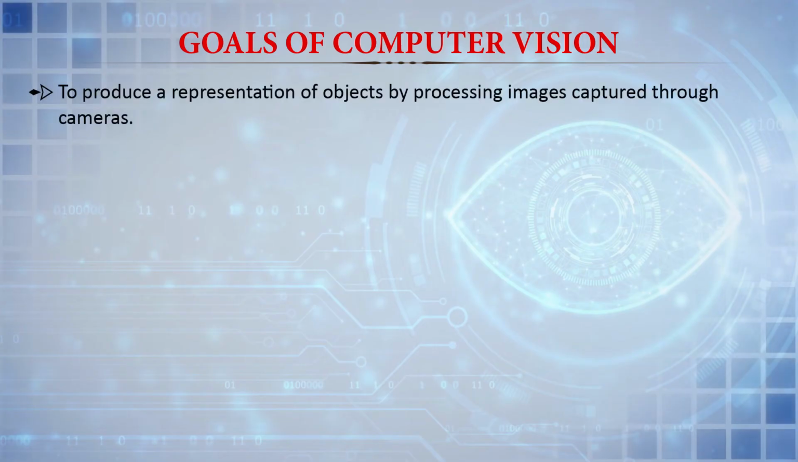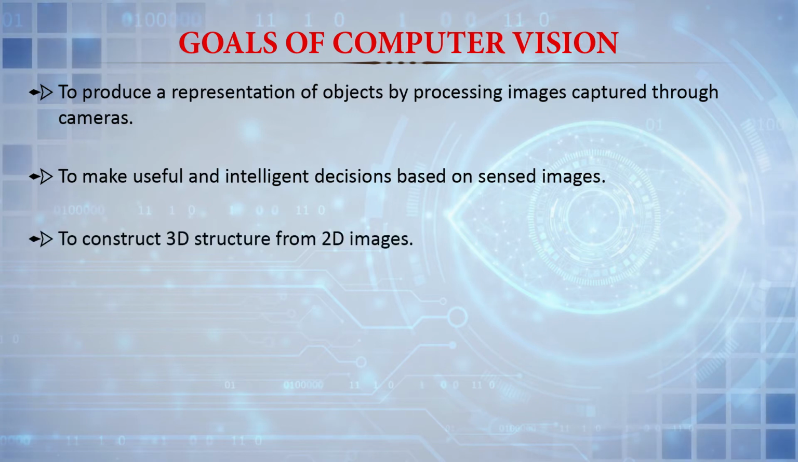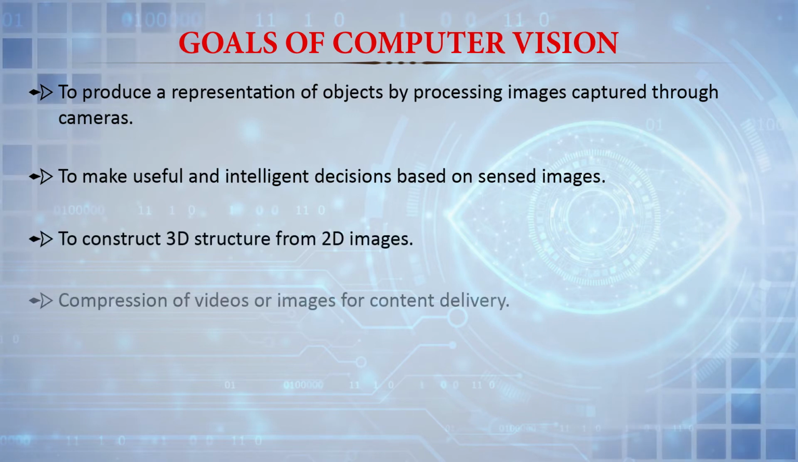The goals are to produce a representation of objects by processing images captured through cameras, to make useful and intelligent decisions based on sensed images, to construct 3D structure from 2D images, and comprehension of videos or images for content delivery. So, these are the goals of computer vision.